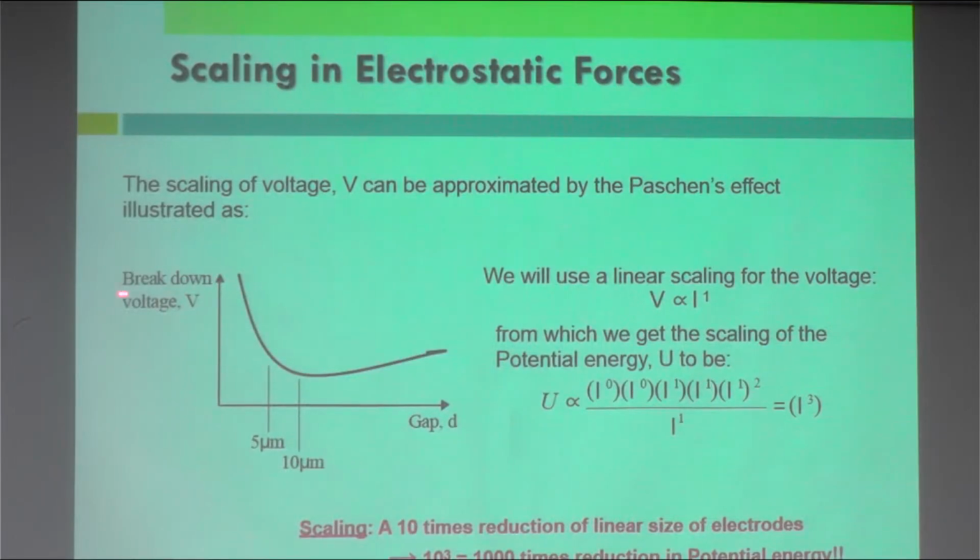Okay, the breakdown voltage will be higher if the scale is decreased in comparison with this side. So we will use a linear scaling for the voltage here, from which we get the scaling of the potential energy. So here, a 10 times reduction of linear size of the electrode will cause 1,000 times reduction in the potential energy of the system.